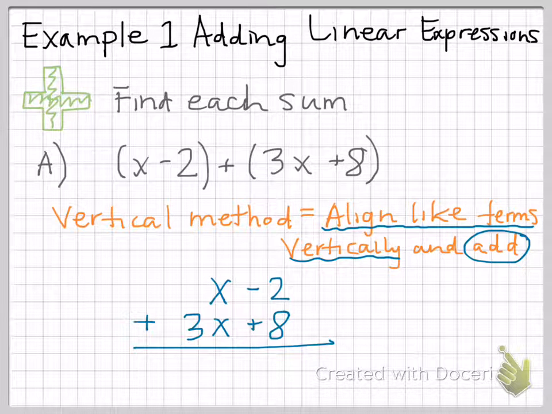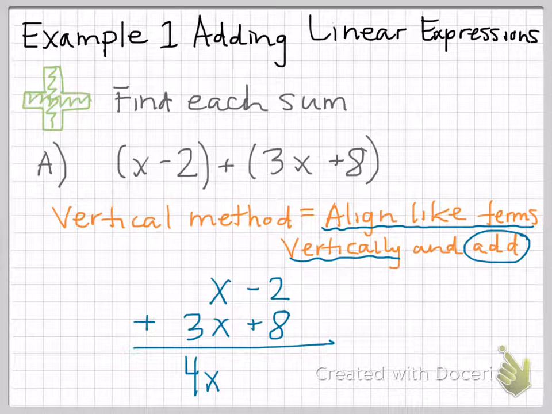So, what is 3x plus x? They're the same sign, so I can just put them together. Same sign sum. So if I have 3x and then 1x comes along, then I'm going to have 4x. Now I'm adding that negative 2 and that positive 8.